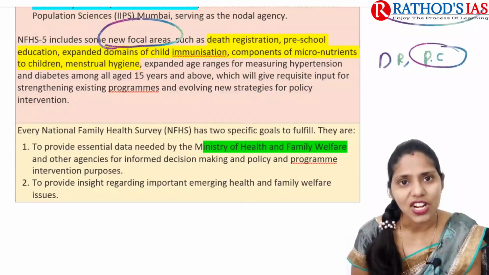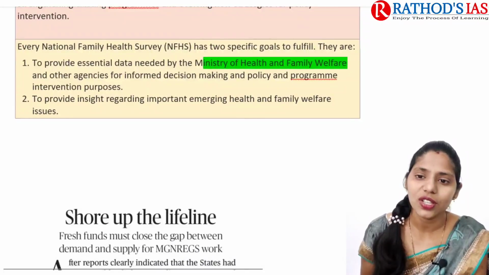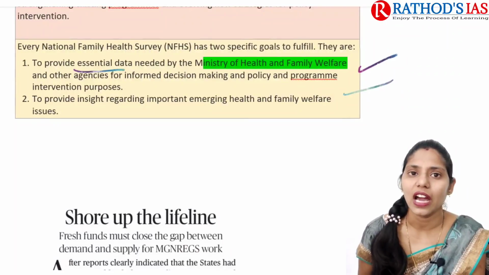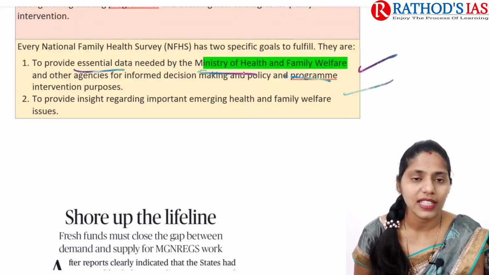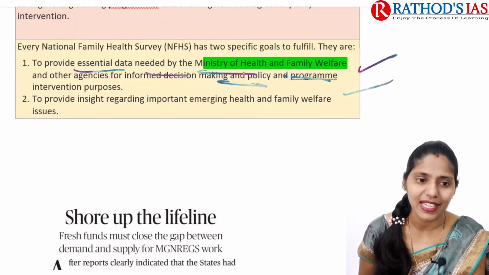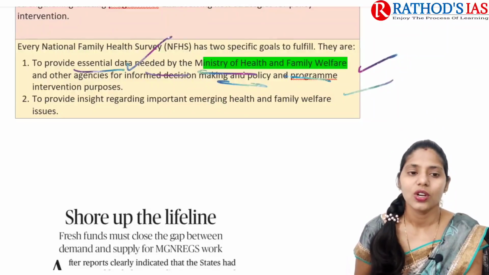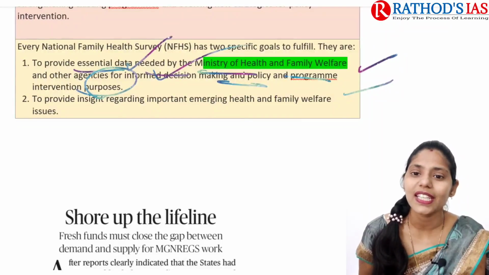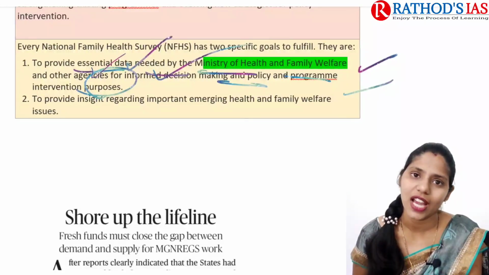And every National Family Health Survey has two specific goals. So here you need to know what those goals are. The first one is to provide essential data needed by the Ministry of Health and Family Welfare and even other agencies for informed decision and policy making and program intervention processes. For program intervention purposes, proper decision making and to come up with any new program, this data is very helpful.